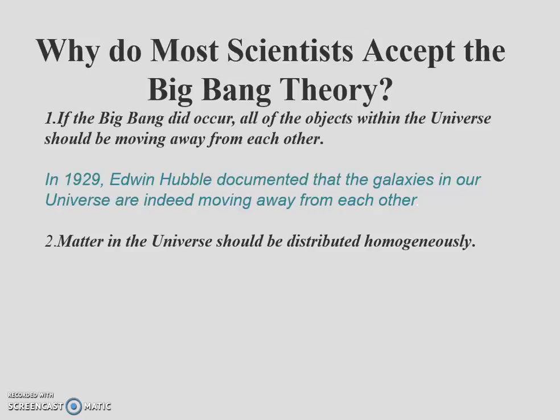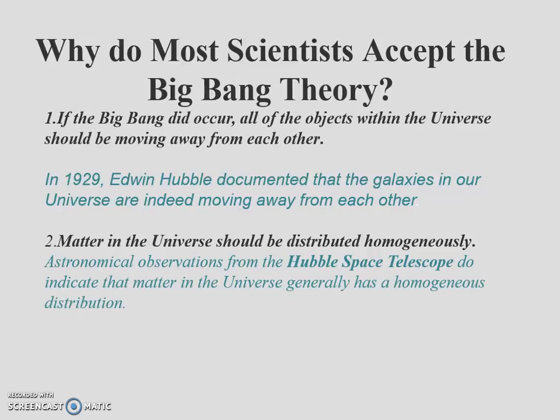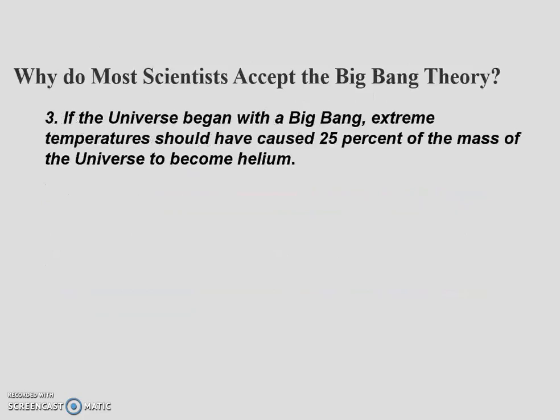Matter in the universe should also be distributed homogeneously, and we do see that. We know that there are observations from the Hubble telescope that do indicate that matter within the universe has generally a homogeneous distribution. So again, formulating a question, hypothesizing, and then observing are great examples that tie into last week's discussion about the scientific method.